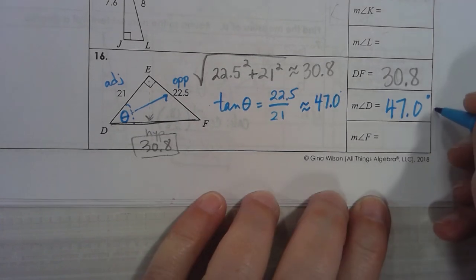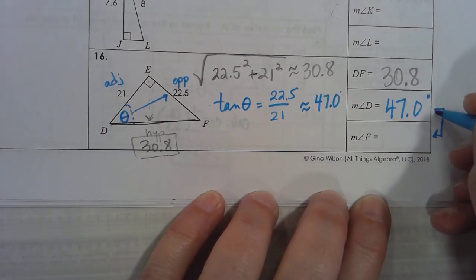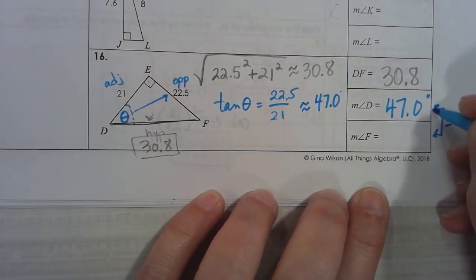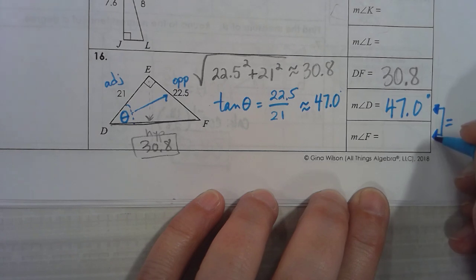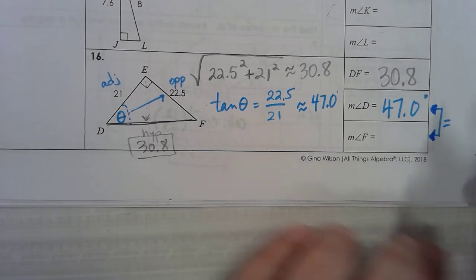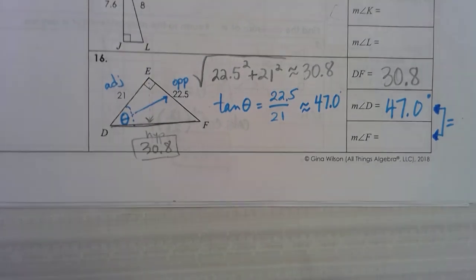And what do we know about these two angles in our right triangle? There are only two of them. They're not going to add up to 180. Three angles add up to 180.